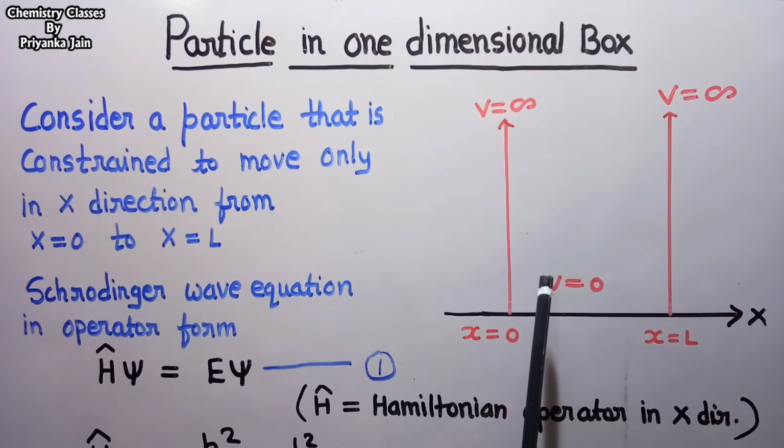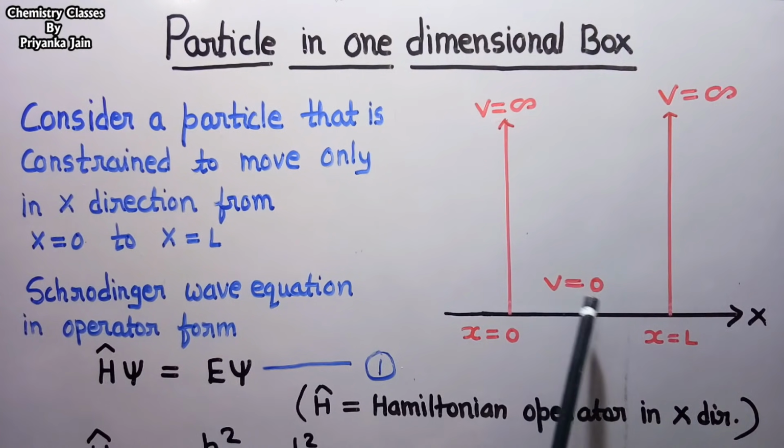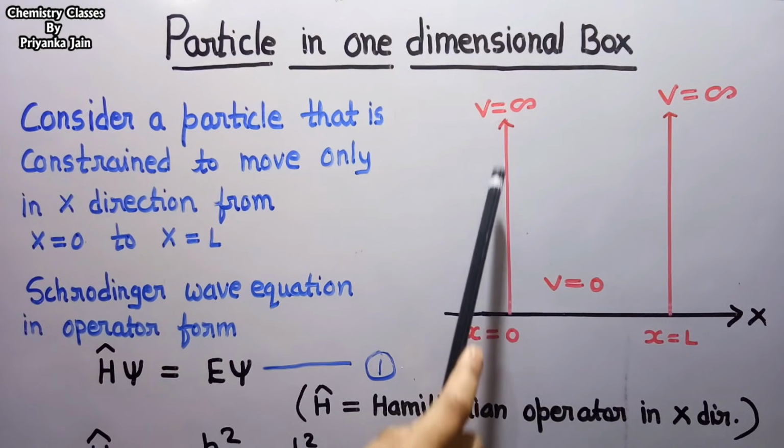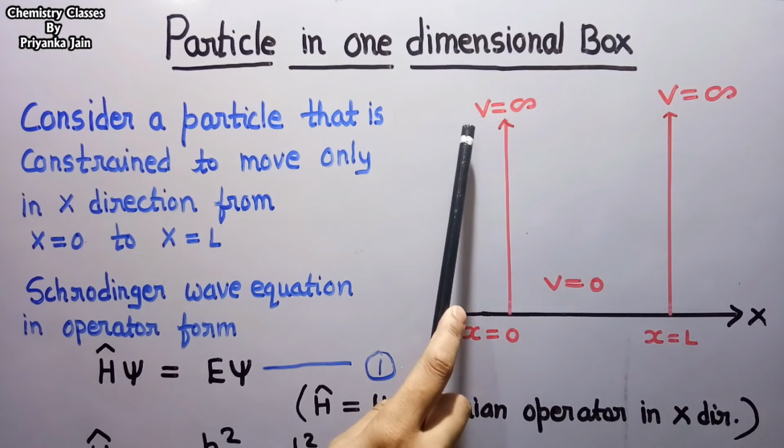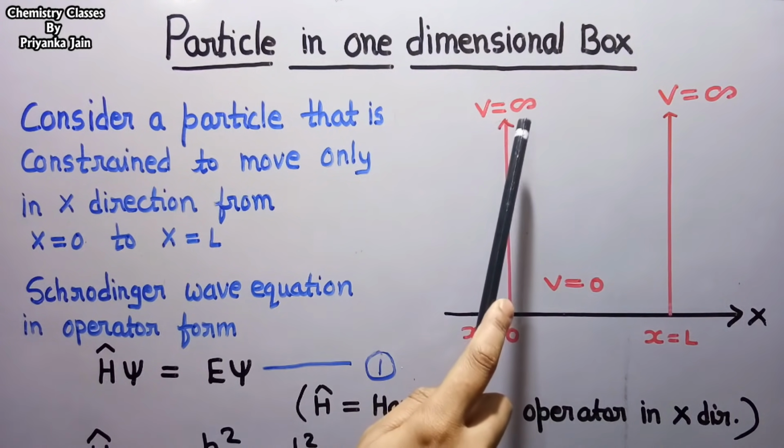As the particle is moving inside this box, it cannot come outside this box, so the probability of finding the particle outside the box will be equal to 0. As the particle is inside the box, the potential energy inside the box will be equal to 0, while at the boundaries and outside the box, the potential energy will be infinite.